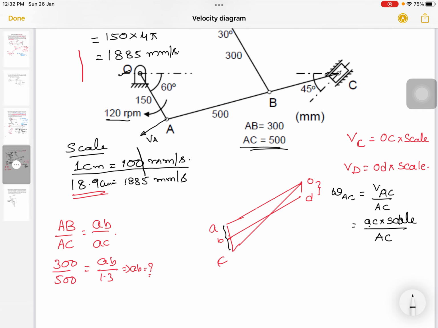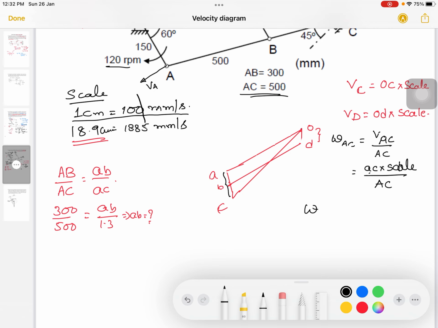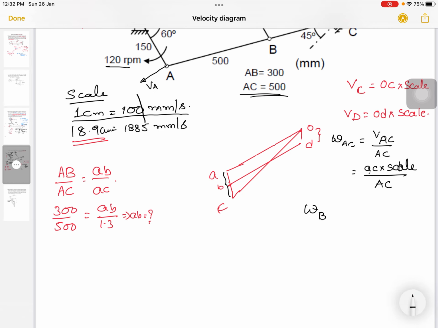In a similar manner, omega BD is equal to the velocity of BD upon the length of link BD. That is, BD into scale upon BD. BD means this length from here to here. Measure it and multiply with the scale, and divide by the BD length.